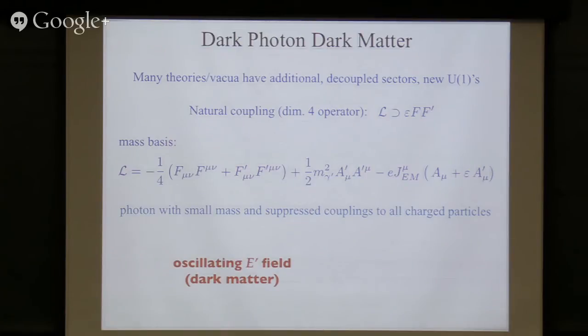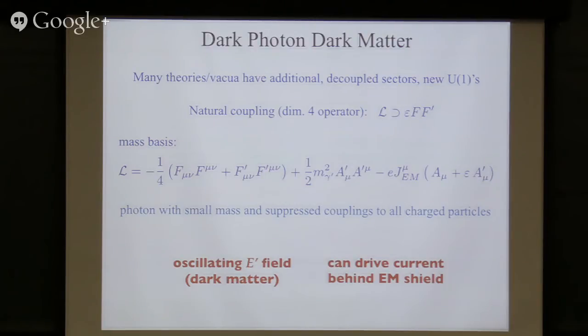And here's the basic idea. If this thing is dark matter, there's an oscillating E prime field everywhere. This oscillating E prime field can drive currents behind electromagnetic shields. If you build a shield, it will block all of electromagnetism. This guy, however, is going to go through the shield because he's got really small couplings. And once he's inside the shield, he's still coupled to electrons, so he can then drive currents.